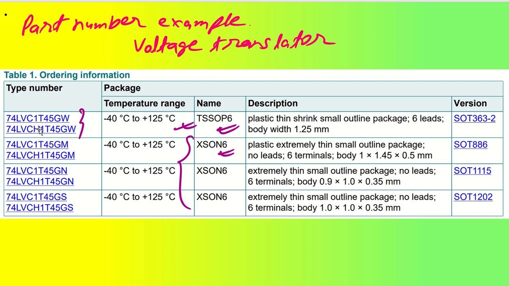How do you decide the part number? Based on the number of bits or the number of channels that are available. So it is 74LVC1T. Similarly, if you have two channels, then 74LVC2T will come. Another version will be 74LVC4T, 74LVC8T, and it will keep on increasing, and that's how you can make a general part number. All right.